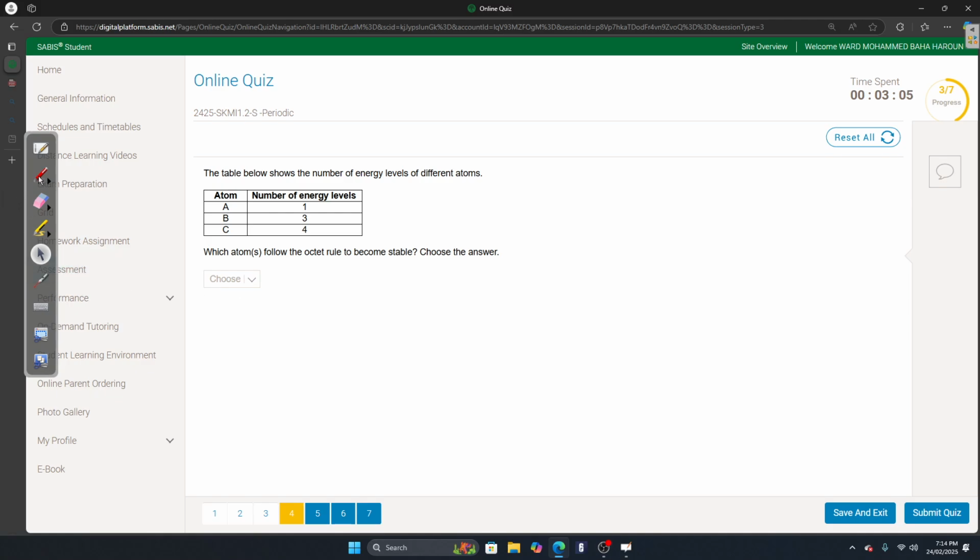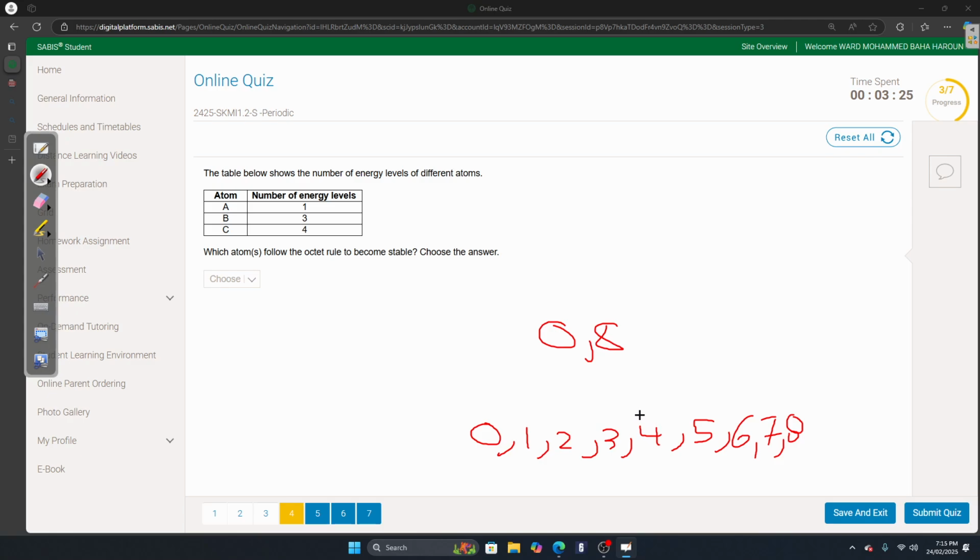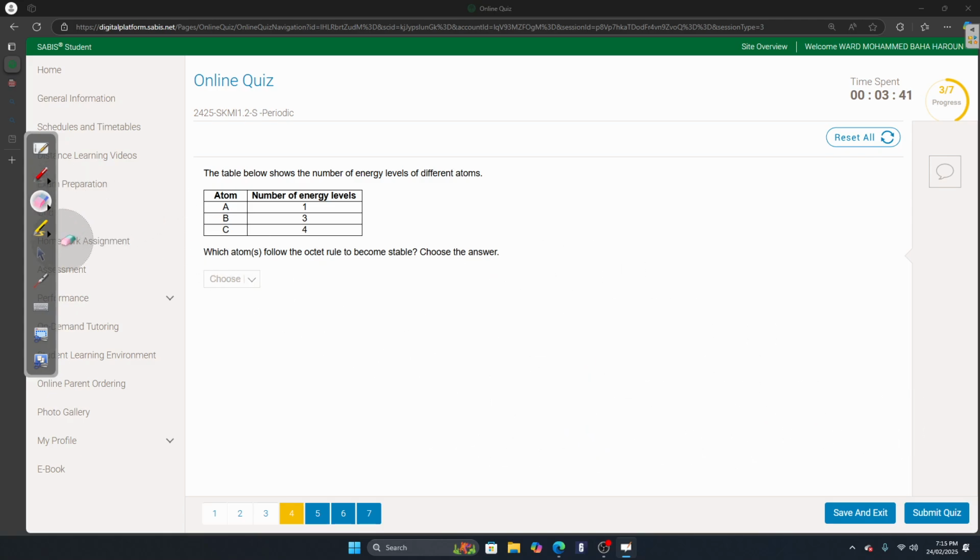Okay, for this one, octet rule. So the octet rule, I'm gonna explain it very quickly and very straightforward. 0, 8. 0, 1, 2, 3, 4, 5, 6, 7, 8. Okay, why did I do this? I want to show you something. 0, 1, 2, 3, 4. How about I'll explain this when you get to that question. I just need to read it.